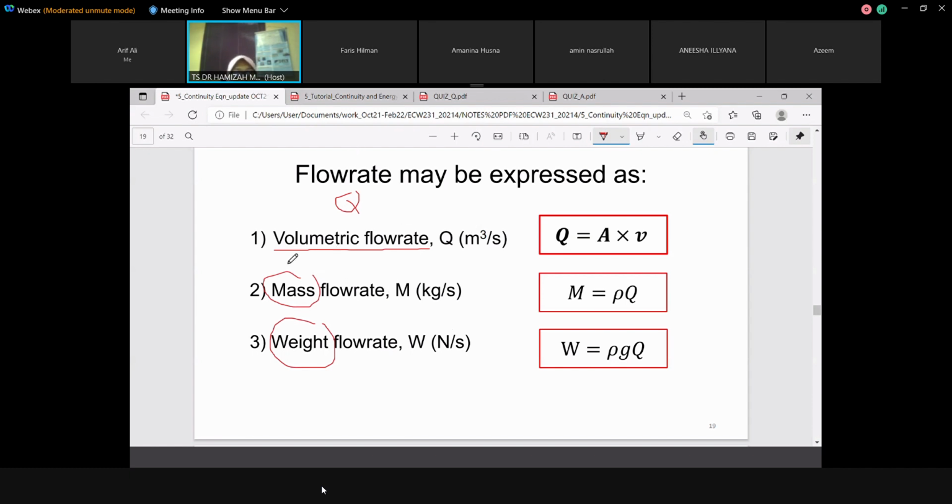Okay, so how we determine the mass flow rate? The volumetric flow rate darab dengan density. It is mass flow rate. Kalau weight flow rate dia darab dengan specific weight. Rho darab g adalah specific weight darab dengan Q. So you get the weight flow rate.